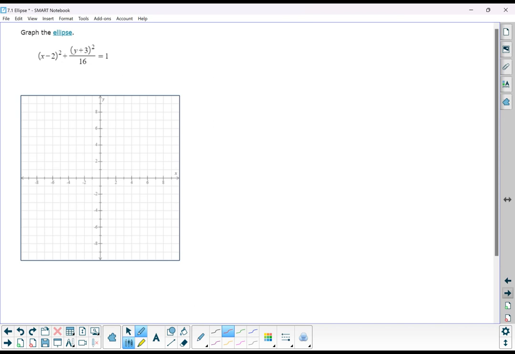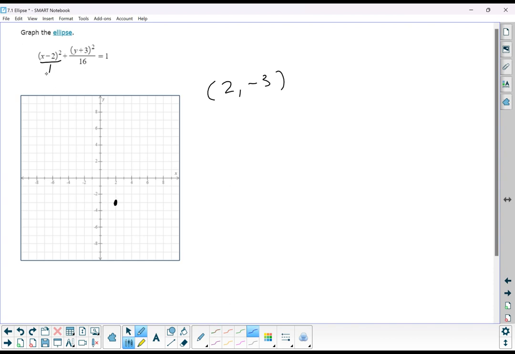Let's look at one that's a little more elongated. We have the ellipse x minus 2 squared plus y plus 3 squared divided by 16 is equal to 1. You'll notice that first term, x minus 2 squared, does not have a denominator. We need to think of that as a denominator of 1. So the center of this ellipse is going to be at the point 2, -3.